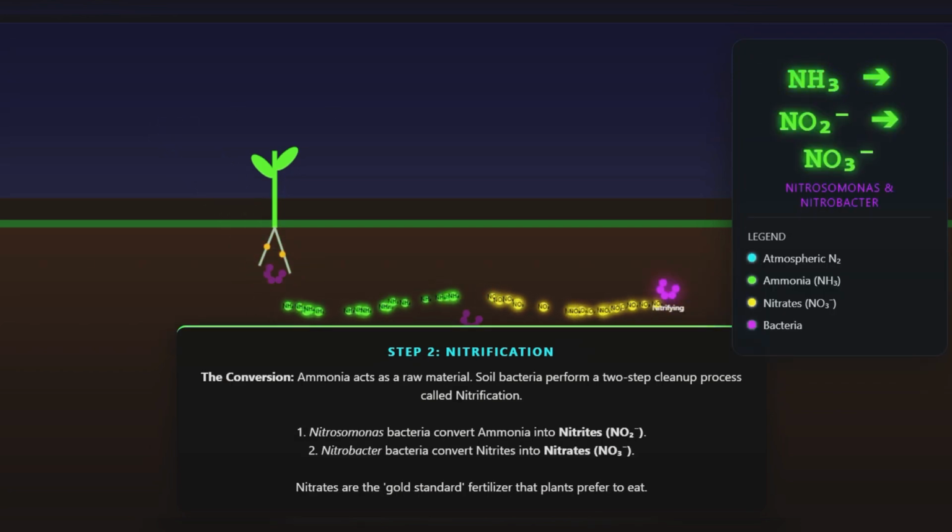Then nitrification. Ammonia acts as raw material. Soil bacteria perform a two-step cleanup process called nitrification. Nitrosomonas bacteria convert ammonia into nitrites, and Nitrobacter bacteria convert nitrites into nitrate. You can see nitrate in this yellow form. Nitrates are the gold standard fertilizer that plants prefer to eat.